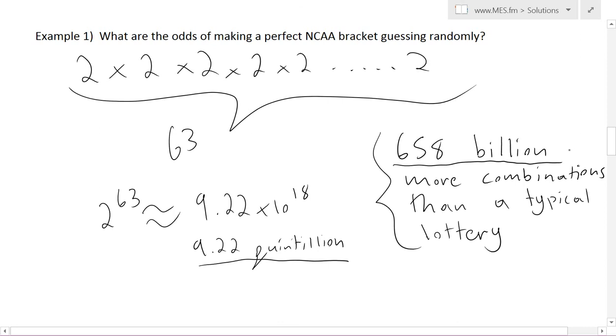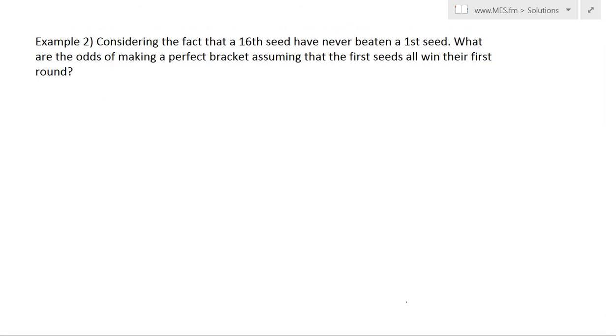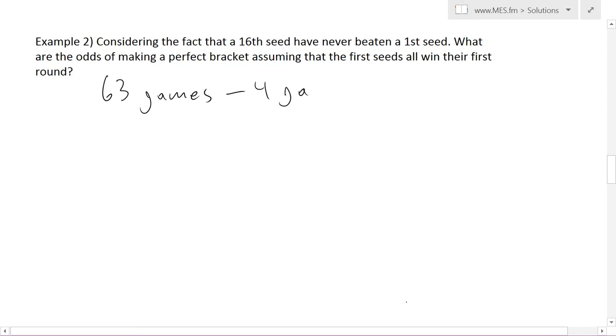So what we're going to do is look at a way to make the odds a little bit more in our favor. This example says, considering the fact that a 16th seed has never beaten a first seed, what are the odds of making a perfect bracket, assuming that the first seed will always beat the 16th seed in the first round? That is actually the case ever since the tournament became a 64 team bracket in 1985. So out of the 63 games, 4 of them are 1 versus 16, and we're going to subtract those 4 games from the 63 total, because we're going to assume that we got those ones right. That makes it 59 total games that we have to guess.